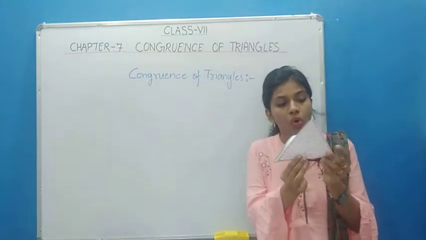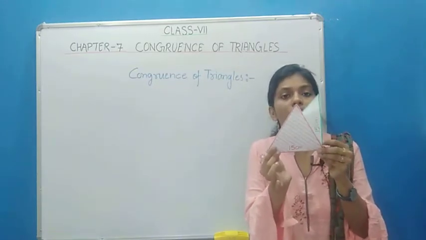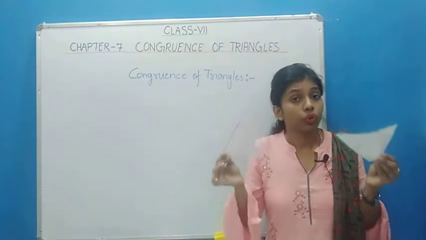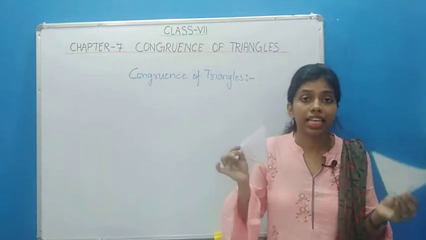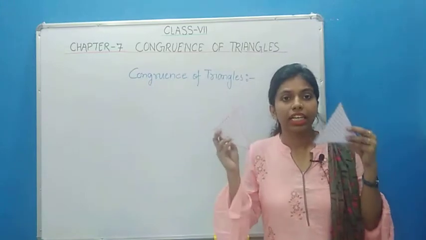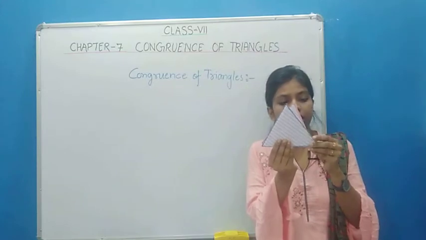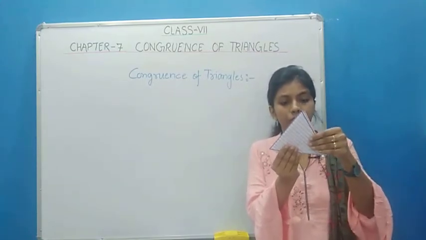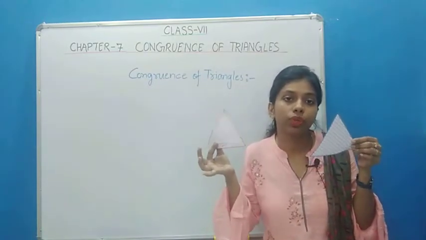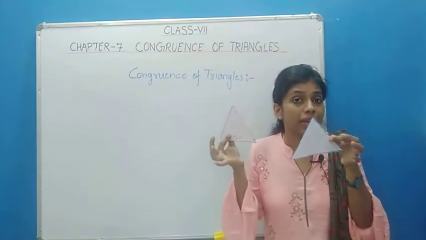If I put one on another, they are not going to overlap each other because their shapes are different. So we can say that two triangles must have the same shape. Now I am going to take another triangle like this. Here we have two triangles. If I put one on the other, we will see they overlap each other because both are equilateral triangles, meaning their shapes are equal.